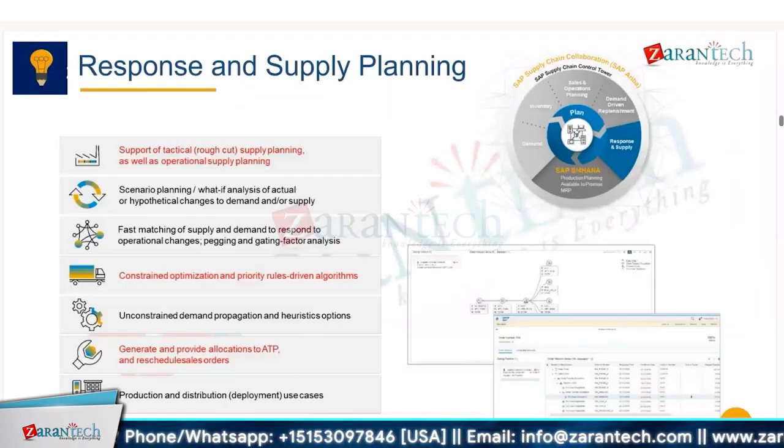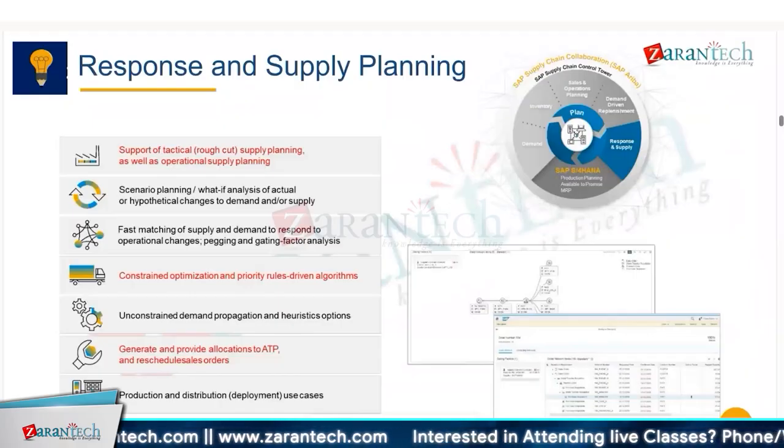Now, the next one, which I see at the bottom, is basically allocation to ATP. Do you all know what is ATP? Is it availability to promise? Absolutely correct. Spot on. This is basically the products which are available to promise to the customer.